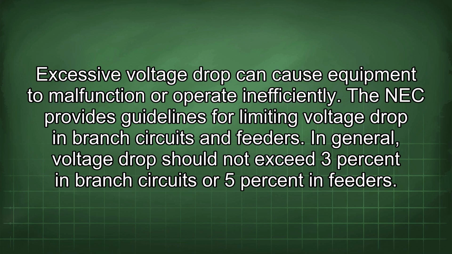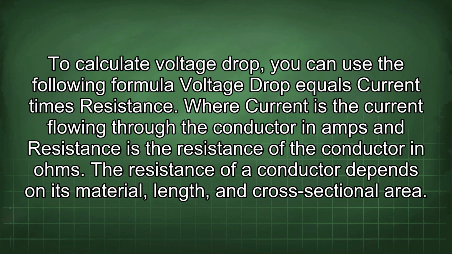The NEC provides guidelines for limiting voltage drop in branch circuits and feeders. In general, voltage drop should not exceed 3% in branch circuits or 5% in feeders. To calculate voltage drop, you can use the following formula: voltage drop equals current times resistance, where current is the current flowing through the conductor in amps and resistance is the resistance of the conductor in ohms.